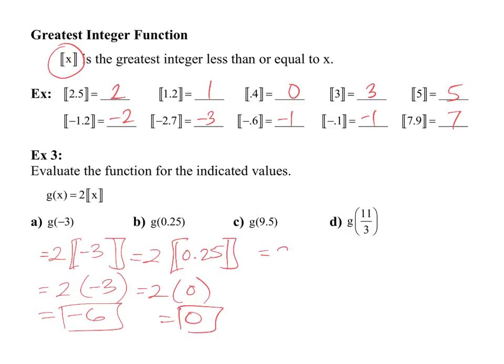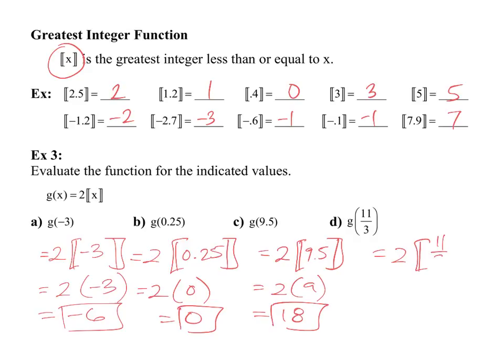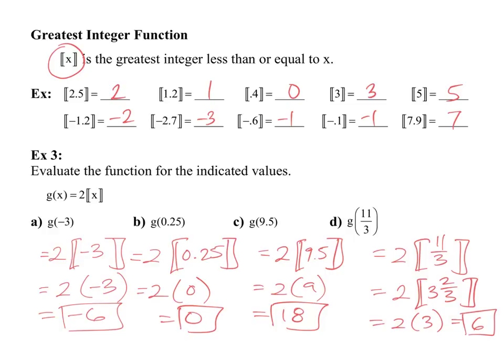All right, what is the first integer to the left of 9.5? It's going to be 9. And what is the first integer to the left of 11/3? Now, it may help to first convert this to a mixed fraction. All right, well, it's going to be 3. So answer 6, all right? So once you get familiar with this function, it looks a little crazy, but it's actually really simple to work with once you understand it. All right, moving on to the next example.